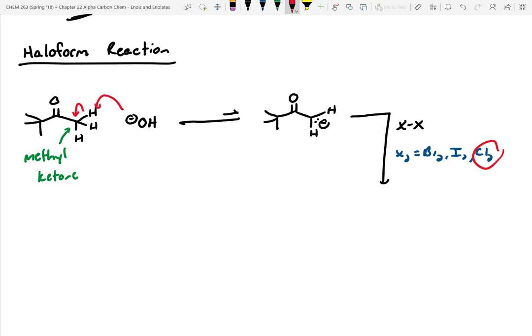The reason we didn't give you straight Cl2 to work with is it's a gas. It's really hazardous to work with, where bleach is relatively easy to work with. Most of you have it in your house. So in the next step, this will attack the halogen.